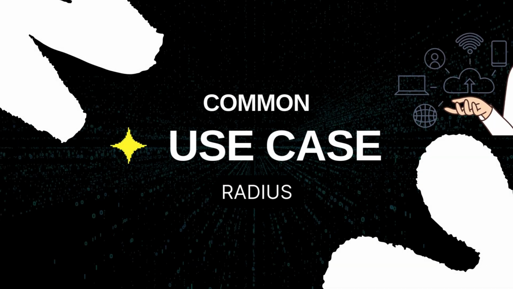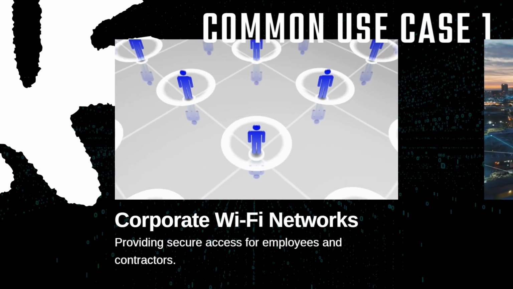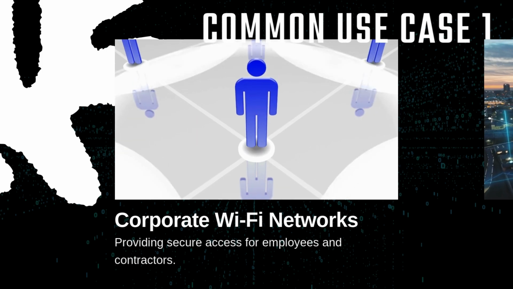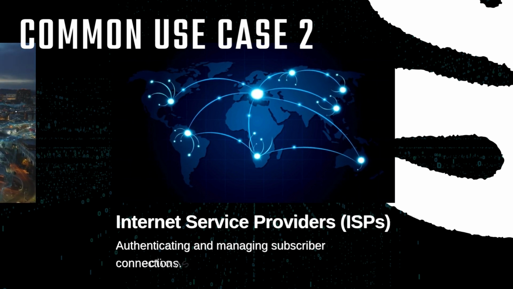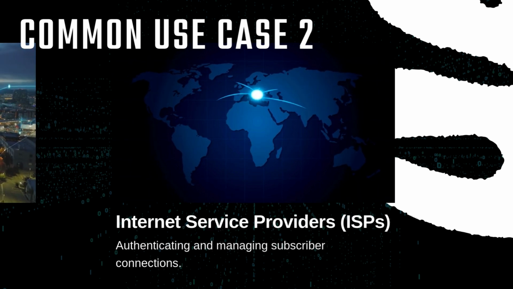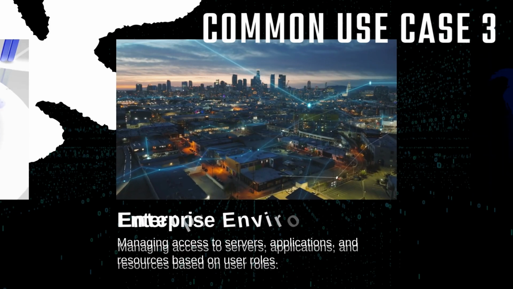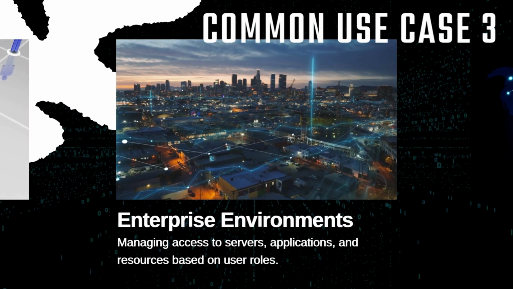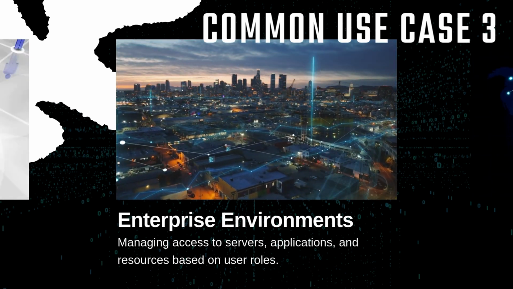Network security and efficient access management are vital across various industries. Let's explore some common scenarios where secure access solutions make a difference. RADIUS is critical for corporate Wi-Fi networks, ensuring only employees or contractors with proper credentials can connect. For internet service providers, RADIUS authenticates users when they go online and manages their connection. This ensures reliable service while blocking unauthorized access. In enterprise environments, RADIUS controls access to servers, apps, and data. It enforces role-based permissions so users only access what they need, improving security.